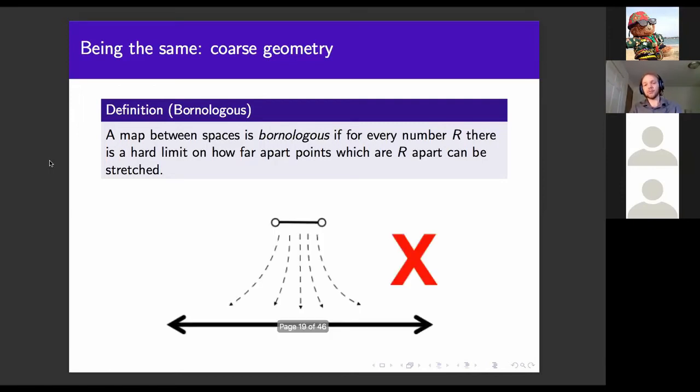So here's an example which is not bornologous. This map right here, the stretchy map. Right? Because if I take points which are 0.01 apart, in the middle, they're being sort of almost perfectly preserved, but then towards the end, they have to be stretched further and further apart. I'm stretching it out infinitely. There's no bound on how much I'm stretching points apart. So this is not an example of a bornologous map. So already we can see the difference. So what is an example of a bornologous map?